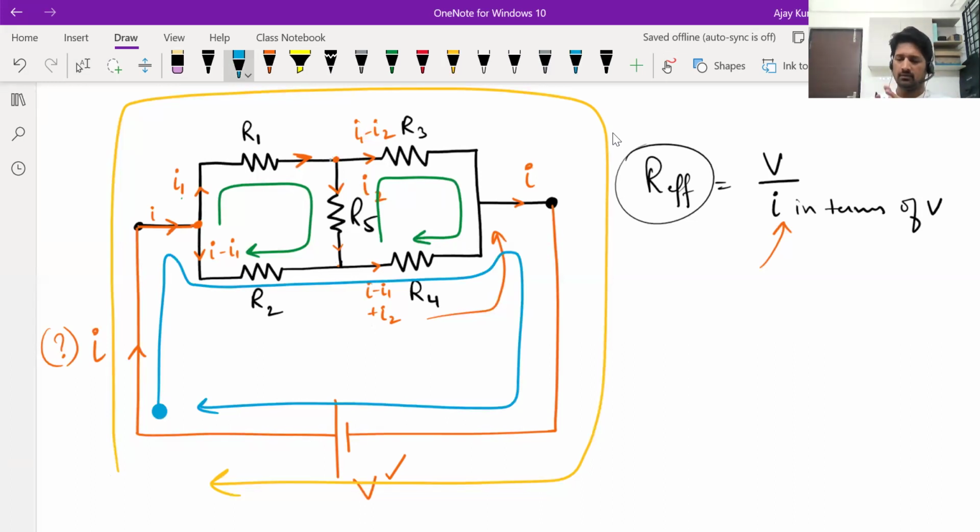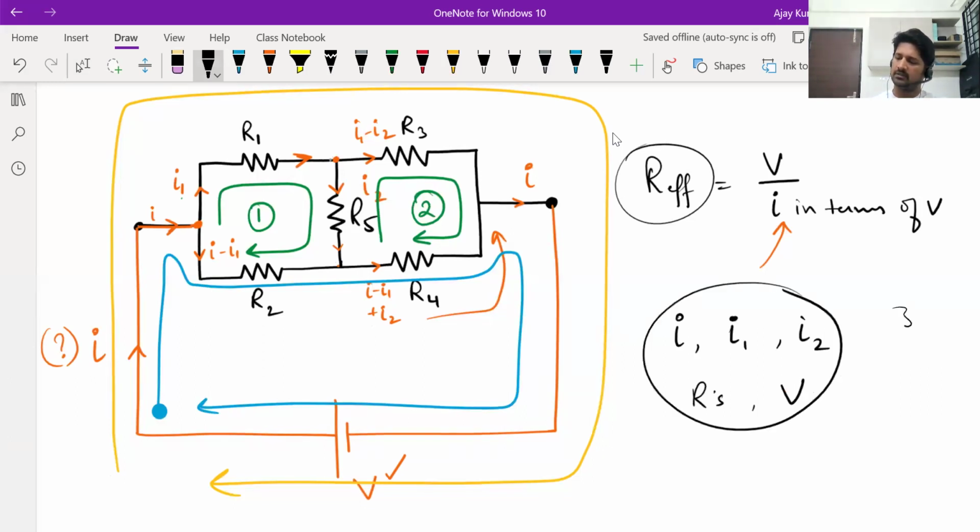Okay, so for the first loop, you will get one equation. Second loop, you will get one equation. Third one, you can take the yellow one or the blue one, that will give you the third equation. And what will these equations be in terms of? These equations will be in terms of I, I1, I2. Of course, the resistors will all be involved, R1, R2, R3, R4, R5, the resistances, and the battery V, EMF V. All these will be there in these three equations.